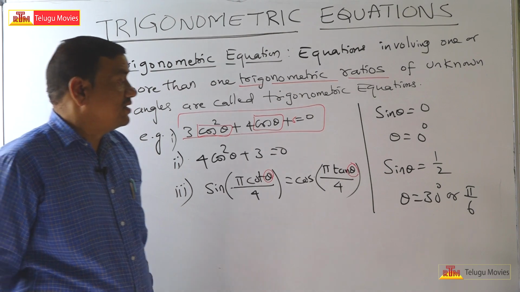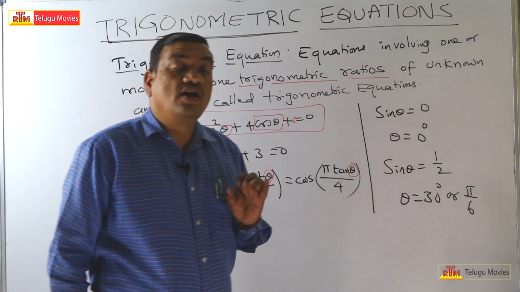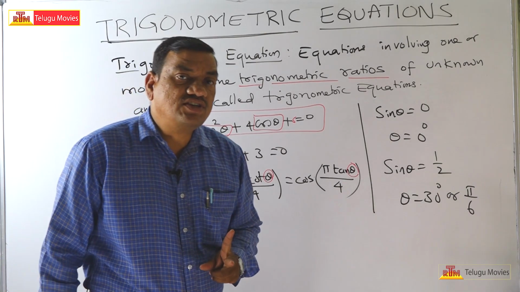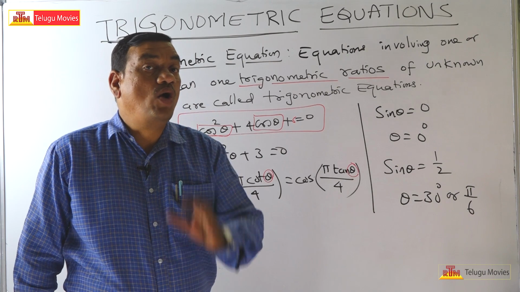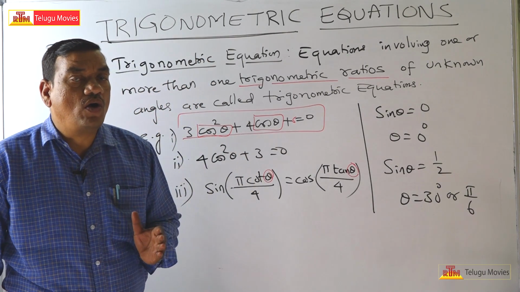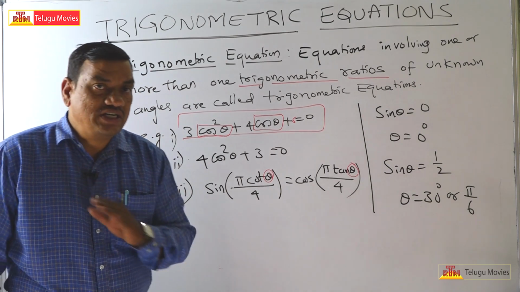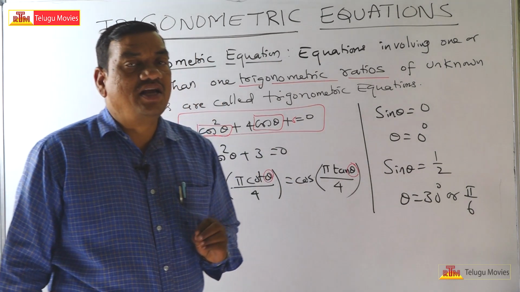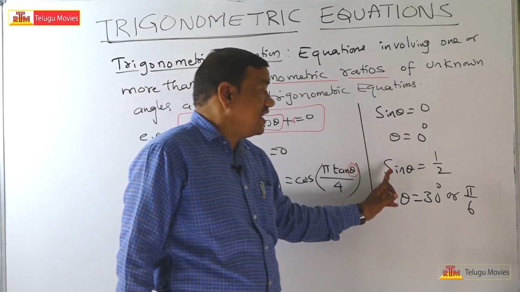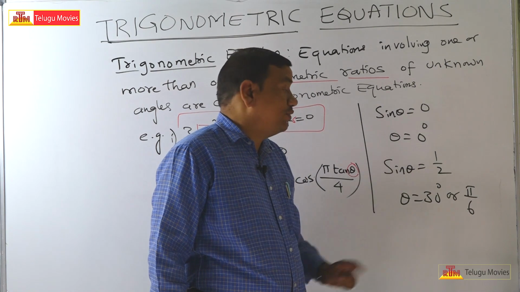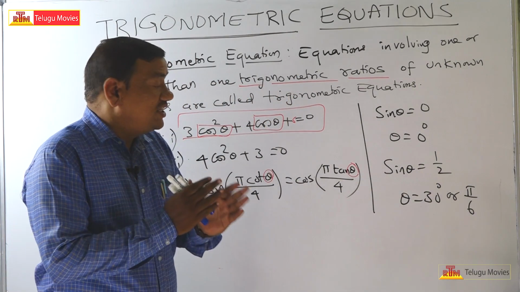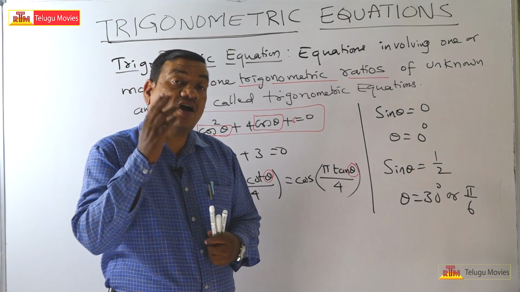I already told you, a linear equation with one variable has only one solution. A linear equation with two variables x and y has an infinite number of solutions. A quadratic equation has at most 2 solutions. In general, any polynomial equation of nth degree will have at most n solutions. So here also, sin theta is equal to 1 by 2. Then how many values will theta take?